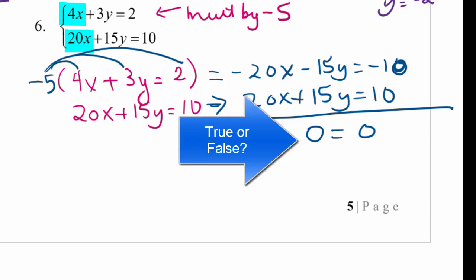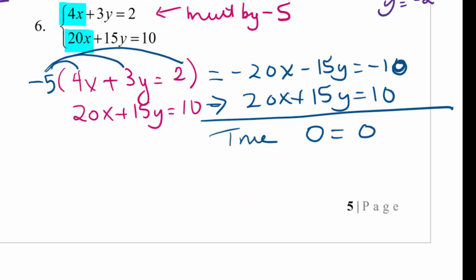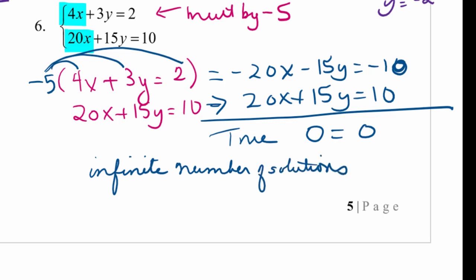It's a true statement. So this is one of our two special cases. Which one is it? If you said this is the one where we have an infinite number of solutions, you're right. These are the same line. Infinite number of solutions. The graphs have two lines that are the same. So all the ordered pairs in the line are solutions to the system. And so that is called our consistent dependent system. And there's an infinite number of solutions.